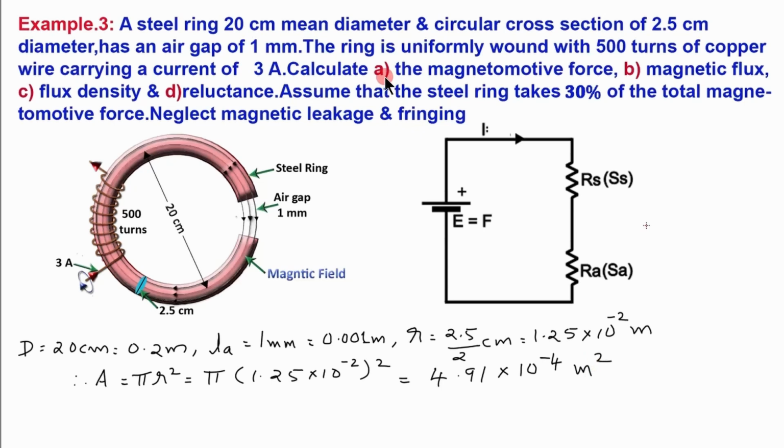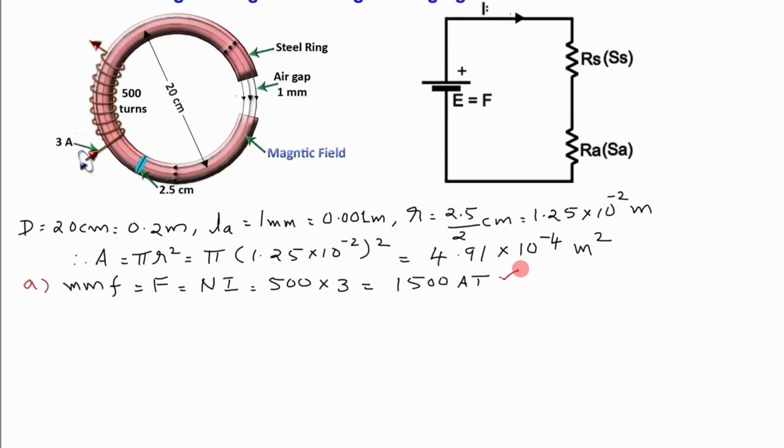First of all, we are asked to find the magnetic motive force. Magnetic motive force MMF is equal to F, which is equal to N into I, that is 500 into 3, which is equal to 1500 ampere turns. See, this is the total ampere turns.